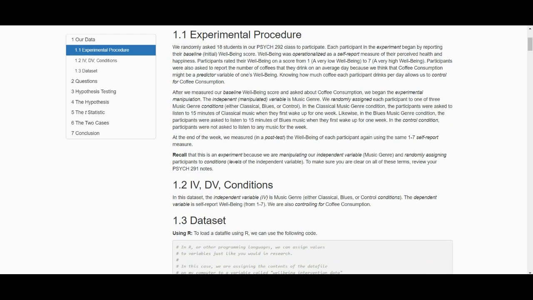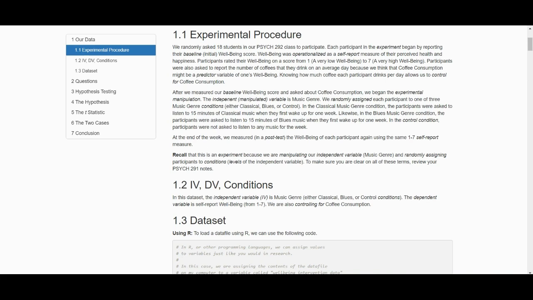Now, this is just a fabricated experimental procedure, but it's a bit of a story that will hopefully help everyone understand what these data mean. So we randomly asked 18 students in our Psych 292 class to participate in this study. Each participant in the experiment began by reporting their baseline initial well-being score. And then well-being was operationalized as a self-report measure, their perceived health and happiness. Participants rated their well-being on a score of 1, which is a very low well-being, to 7, a very high well-being.